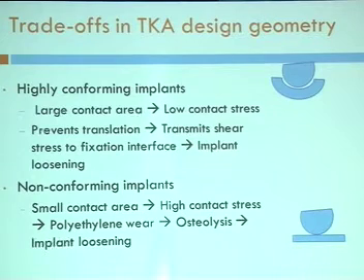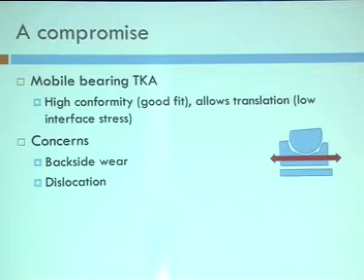For highly conforming implants, there is a large contact area with low contact stress. This prevents translation but transmits shear stress to the fixation interface, leading to implant loosening. For non-conforming implants, the contact area is small, so there is high contact stress per unit area, which leads to polyethylene wear, osteolysis, and again implant loosening. As is usual in two contradictory situations, we managed to come out with a compromise. Mobile bearing TKA: high conformity with good fit allows translation, low interface stress, but there are concerns here too, for example, backside wear and spinouts.